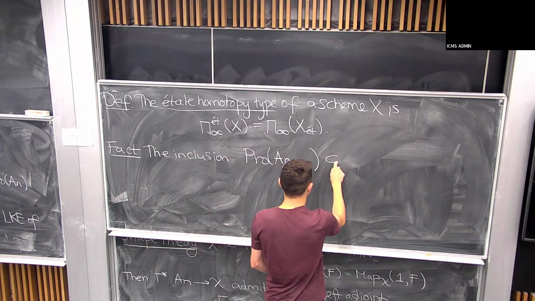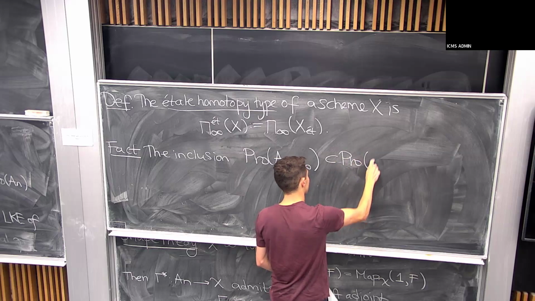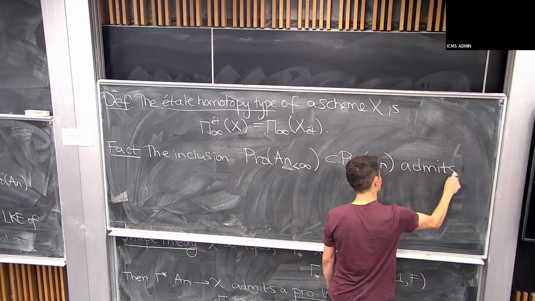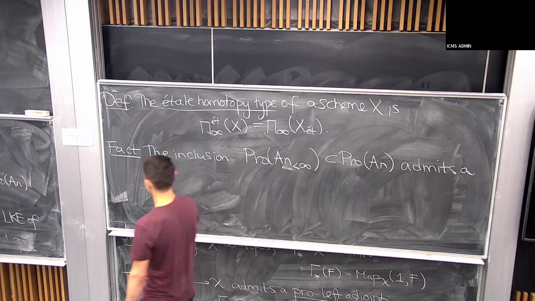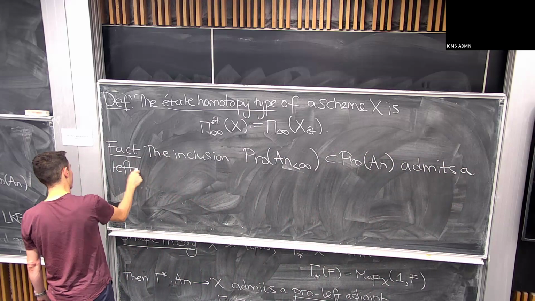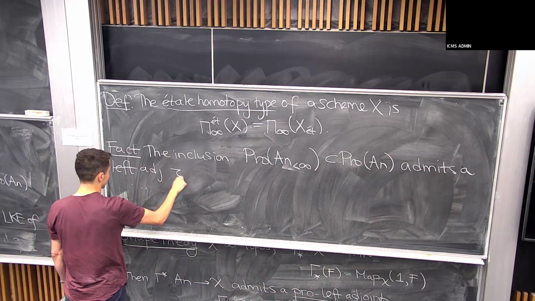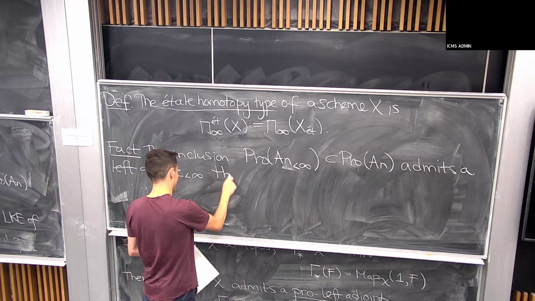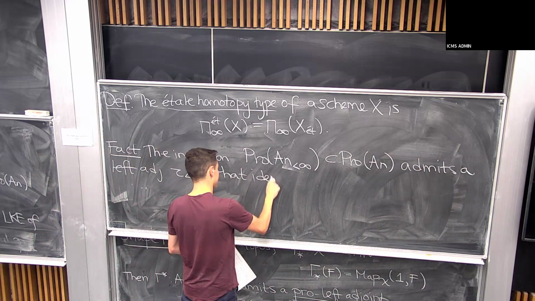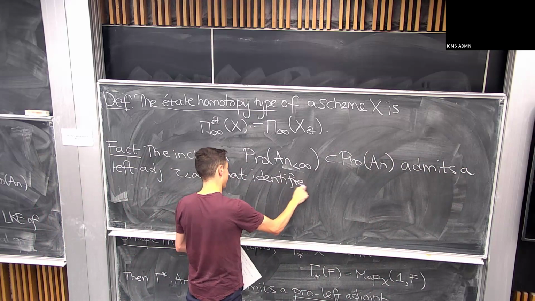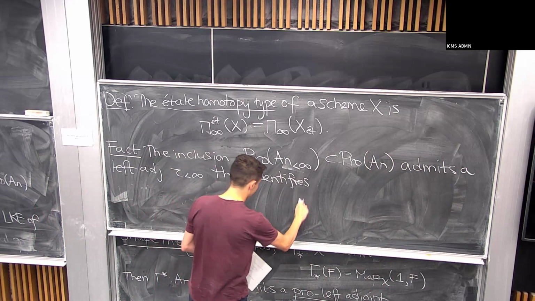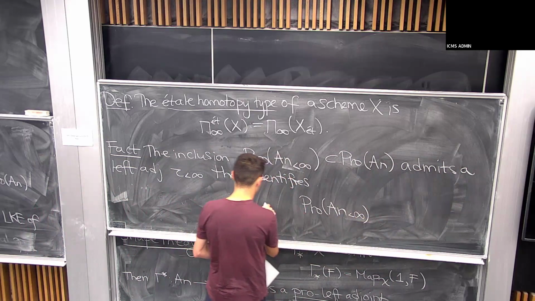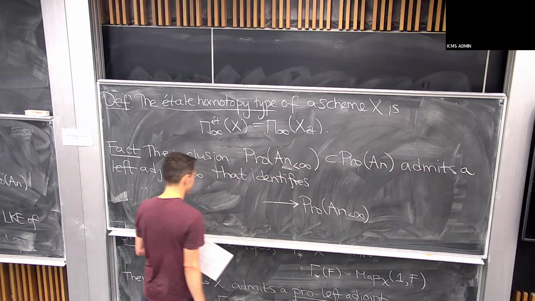So this means that the homotopy vanishes above some point. The inclusion of this into pro anima admits a left adjoint that I call tau less than infinity that identifies this guy with something else. So it's some localization.